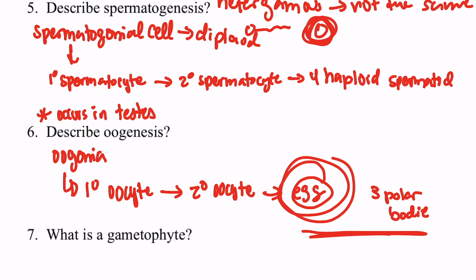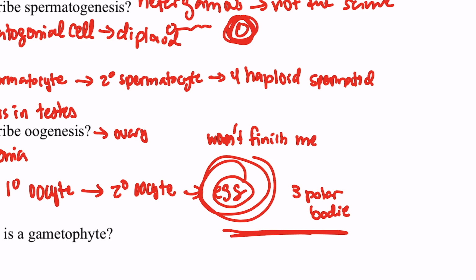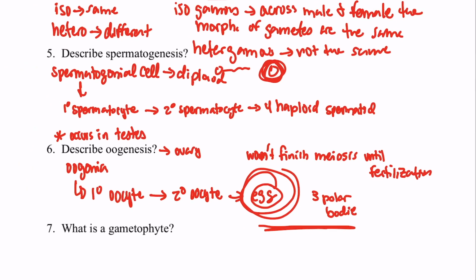And then, like we mentioned, this oocyte will be arrested and won't continue meiosis until it's fertilized, because it is a very costly, energy expensive process. And then oogenesis can occur in the ovaries, and then it's not going to finish meiosis until fertilization. So that's kind of the overview that you should know.